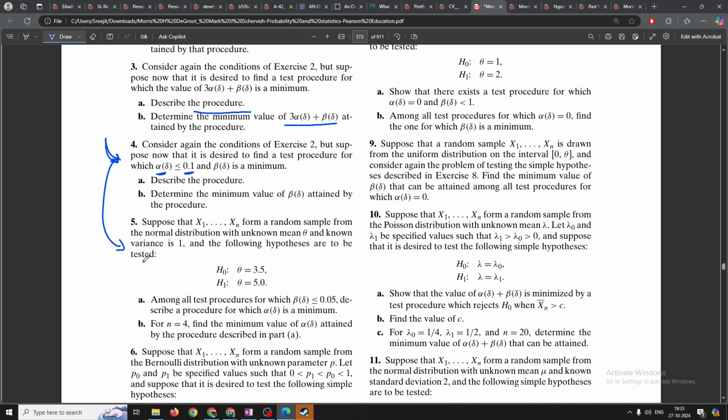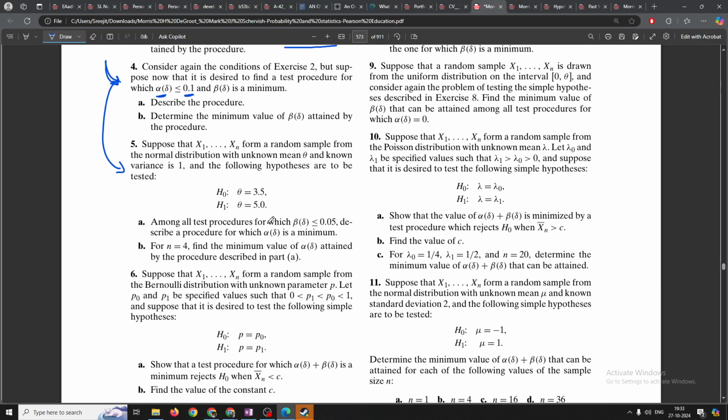After doing question number 5, you should be able to do question number 4. See, questions 4 and 5 say the same thing, except reversed. Here they have said that alpha should be less than 0.1. Here they are saying that beta should be less than 0.5 and alpha should be minimum. So it doesn't really matter. There will be a small change, but nothing too big.